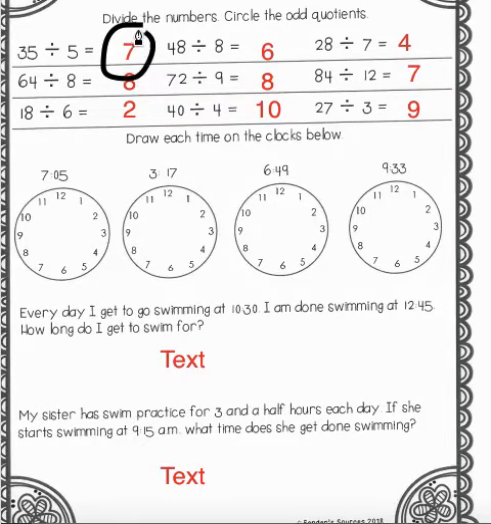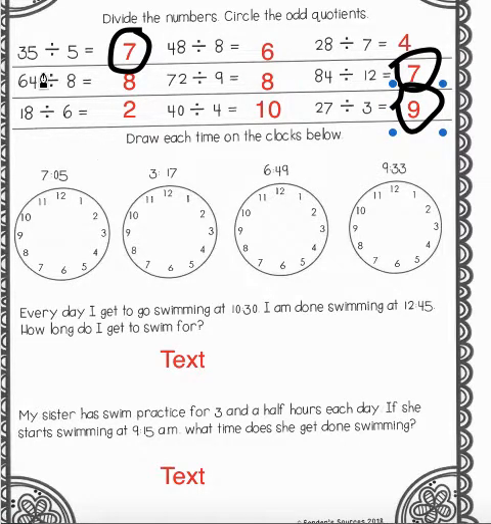So this is a 7. That is odd. Let me make that a tiny bit smaller here. Scooch it over. This is a 6. That is even. 4 is even. 8 is even. 8 is even. 7 is odd. Circle that one. 2 is even. 10 is even. It ends with a 0. And 9 is odd.